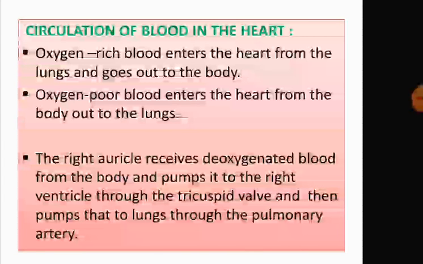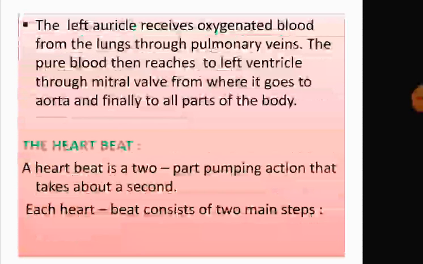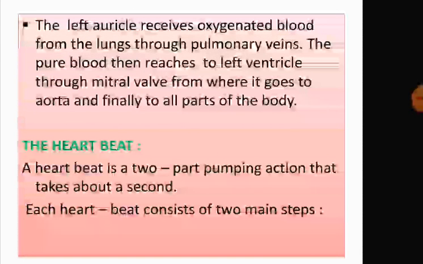Then they pump that to the lungs through the pulmonary artery. The left auricle receives oxygenated blood from the lungs through the pulmonary veins. The pure blood then reaches the left ventricle through the mitral valve, from where it goes to the aorta and finally to all parts of the body. So this is about the circulation of blood in the heart.